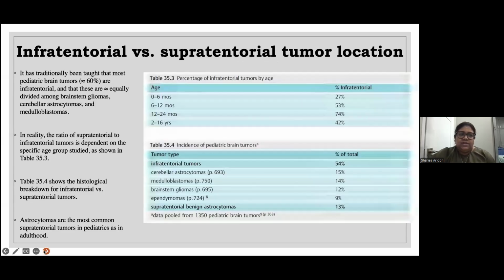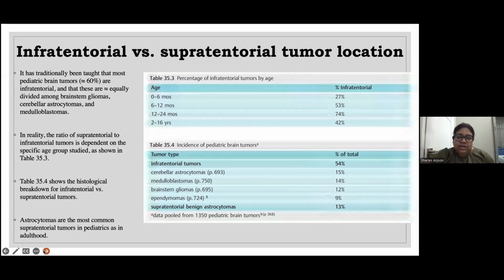With regards to infratentorial versus supratentorial tumor location, it has traditionally been taught that most of the pediatric tumors, approximately 60%, are infratentorial, and that these are equally divided amongst brainstem gliomas, cerebellar astrocytomas, and medulloblastomas. In reality, the ratio of supratentorial to infratentorial tumors is dependent on the specific age group studied, as we could see in the table to the top.